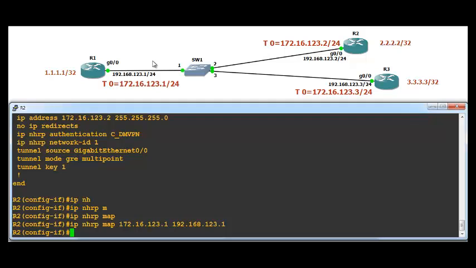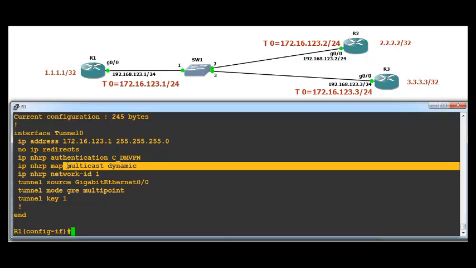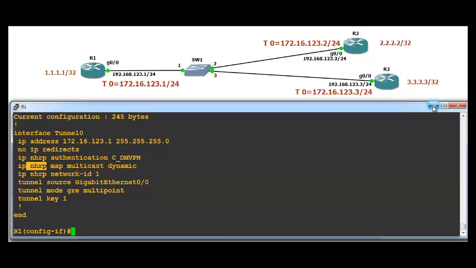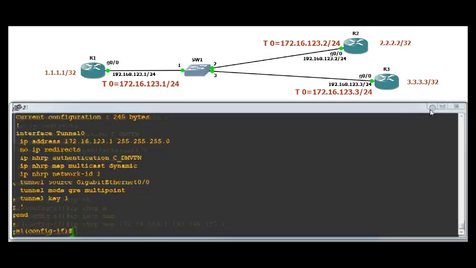And then one more thing, for the routing protocols, you remember on R1 we used this command. Why do we use this command? So that when EIGRP and OSPF come and register, they will be added to the NHRP map table. Now, if R2 and R3's EIGRP or OSPF need to come and register here, I need to mention that statically.